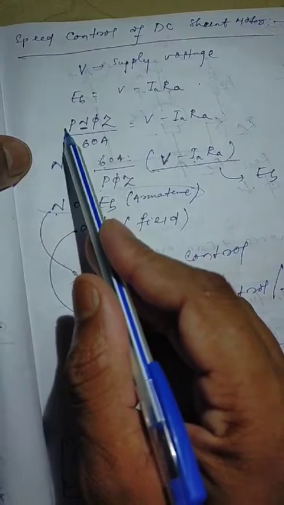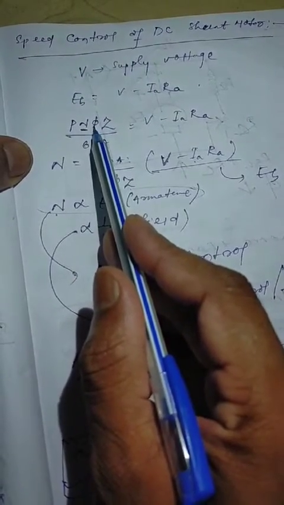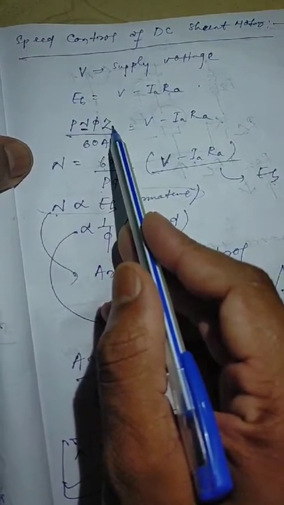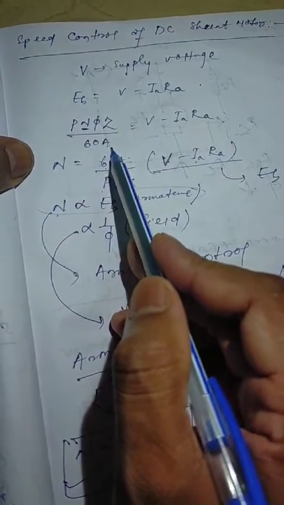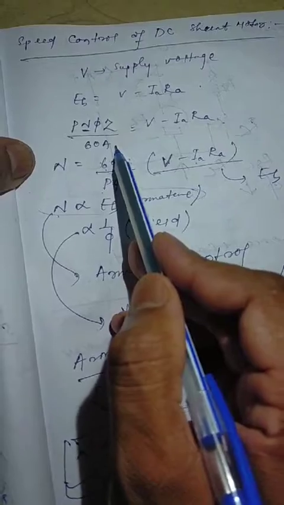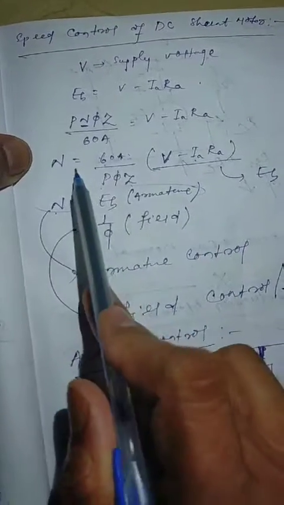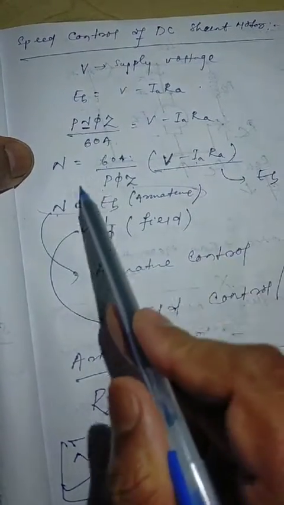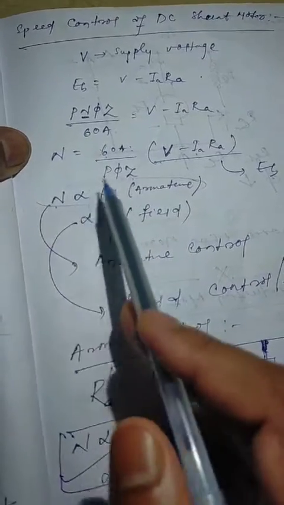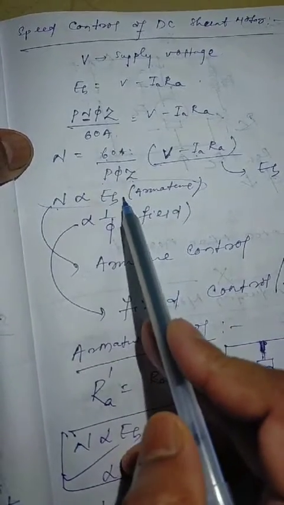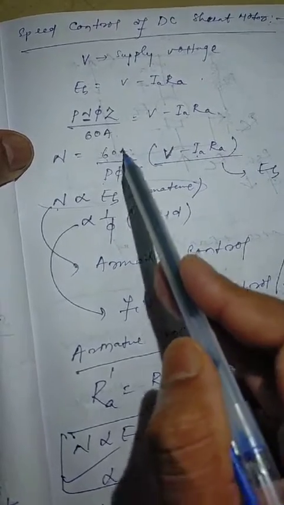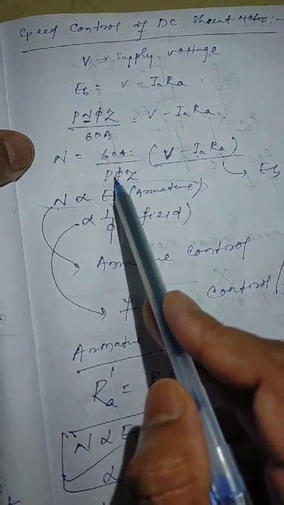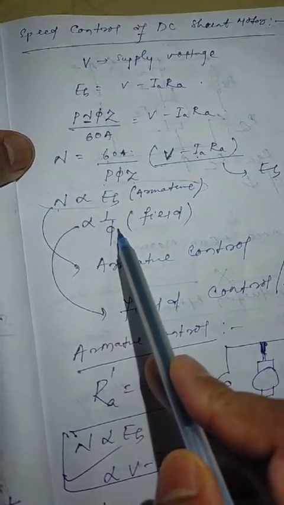P is the number of poles, constant. Phi is the flux per pole. Z is the number of conductors, constant. 60 is a constant. A is the number of parallel paths, also constant for a particular kind of machine. So this is the expression for N. Now we can write that N is proportional to EB, because all these are constant except phi, and it is inversely proportional to phi.